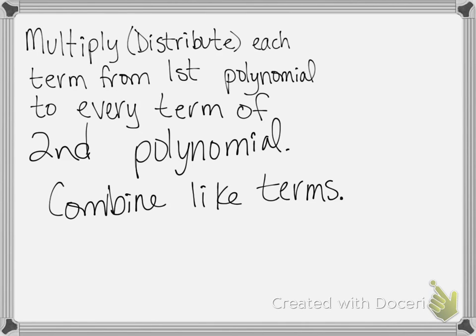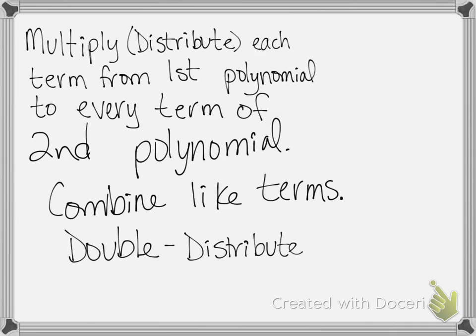Okay. So multiply or distribute each term from the first, so each and every one, to every term of the second polynomial, combine like terms. This is also sometimes referred to as double distributing. If you have two binomials multiplied together, the old school way was to call it FOIL. First, outer, inner, last. We don't really teach it that way anymore, but if you have older siblings or your parents, somebody else that helps you with math refers to it as FOIL. That's kind of the old school way of talking about it.